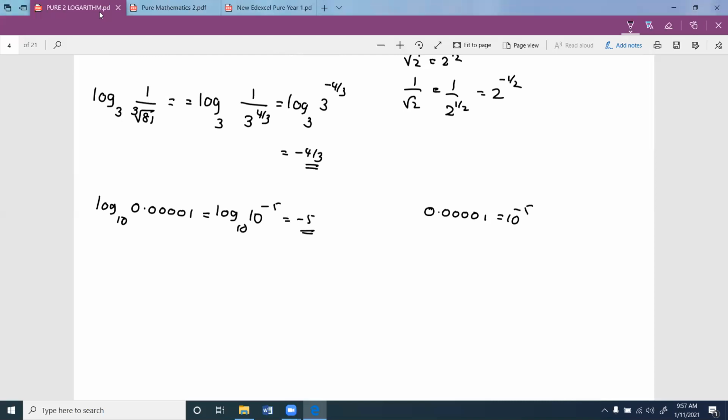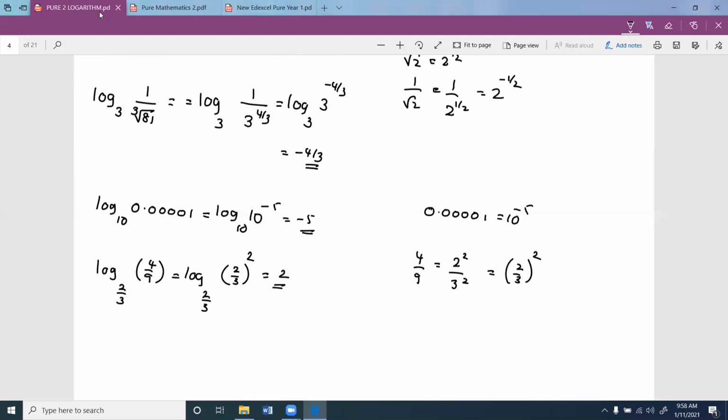Okay. Yeah, the next one. This is a little bit of a tricky situation. Log base 2 over 3 of 4 over 9. What can you say? We know that 4 over 9, we have to write in power of 2 over 3. So this is 2 to the power 2 over 3 to the power 2. So basically you can say this is 2 over 3 to the power 2. So you can write log base 2 over 3 of 2 over 3 to the power 2. So the answer becomes 2 simply. That's a way of getting this answer.